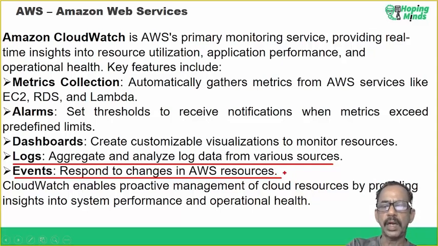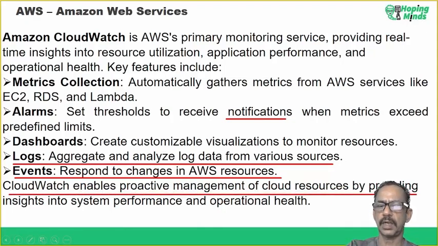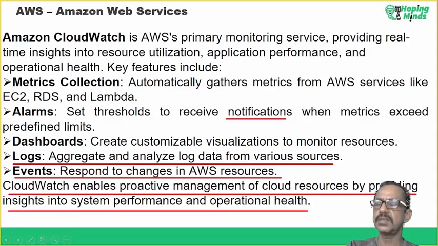So what it does is automatically inform the auto scaling group to add more servers, and immediately it also sends a notification to the administrator or any concerned person. So CloudWatch enables proactive management of cloud resources by providing insight into system performance as well as operational health. It is one of the best monitoring tools in the AWS environment.